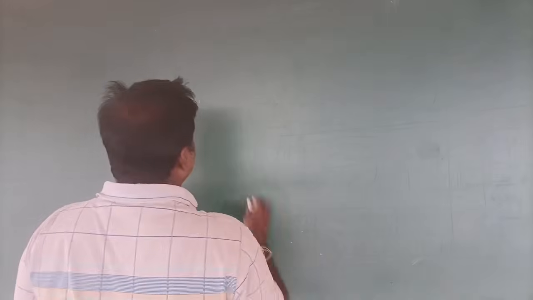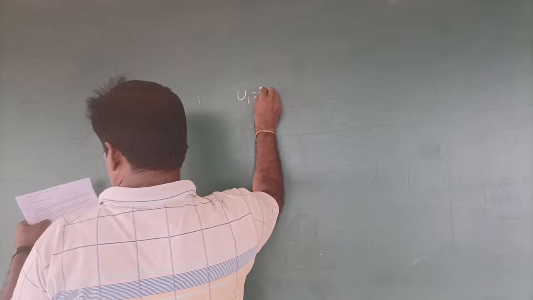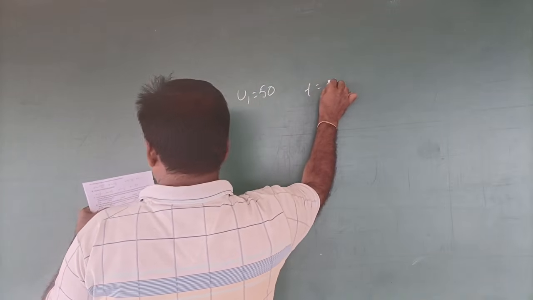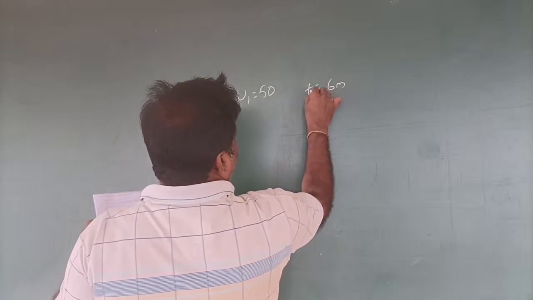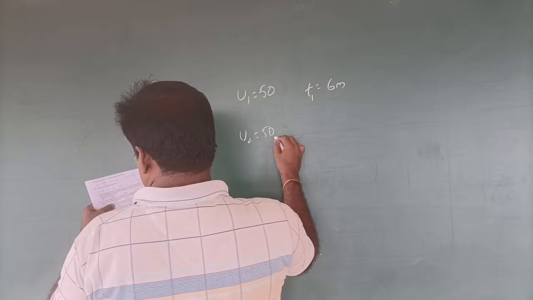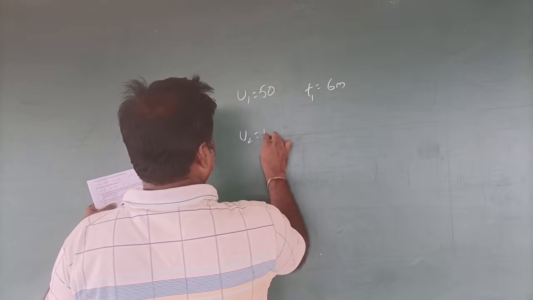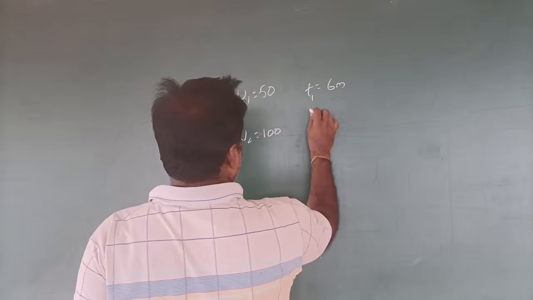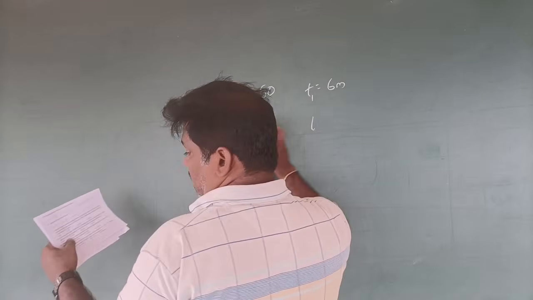In the next problem, a car is moving with a speed of 50 km per hour. U1 is given, and it can be stopped by brakes after at least 6 meters. U1 is equal to 50 and the distance is equal to 6 meters. U2 is 100, not the same speed, 100, and he is asking how much distance it covered.